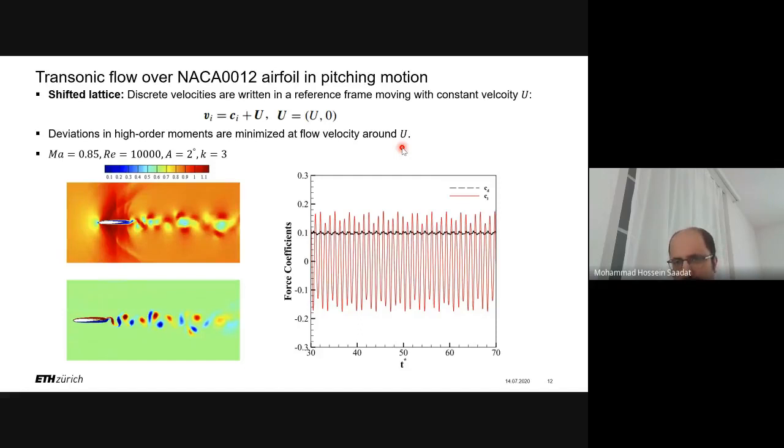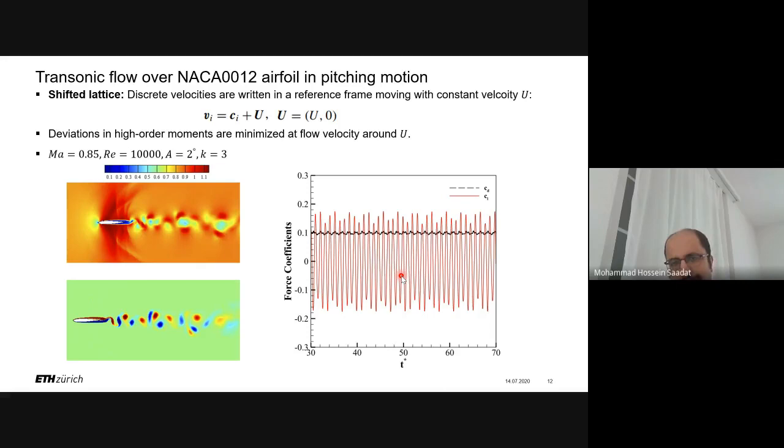With the help of shifted lattice, we were able to do a transonic flow over airfoil in pitching motion at the Mach number of 0.85, Reynolds number 10,000, pitching amplitude of 2 degrees, and reduced frequency of 3. And here you can see that in this case, we get a rather complicated flow field. We have weak shock waves here and here, and these weak shock waves interact with the boundary layer, and that results in a complex vortex pattern. Also here, I show the lift and drag curve, the time evolution of lift and drag coefficients for this case.